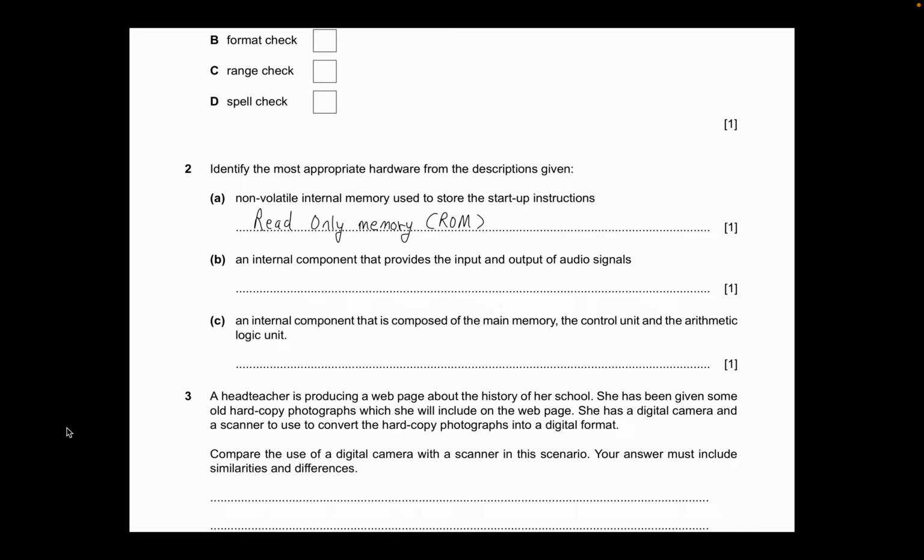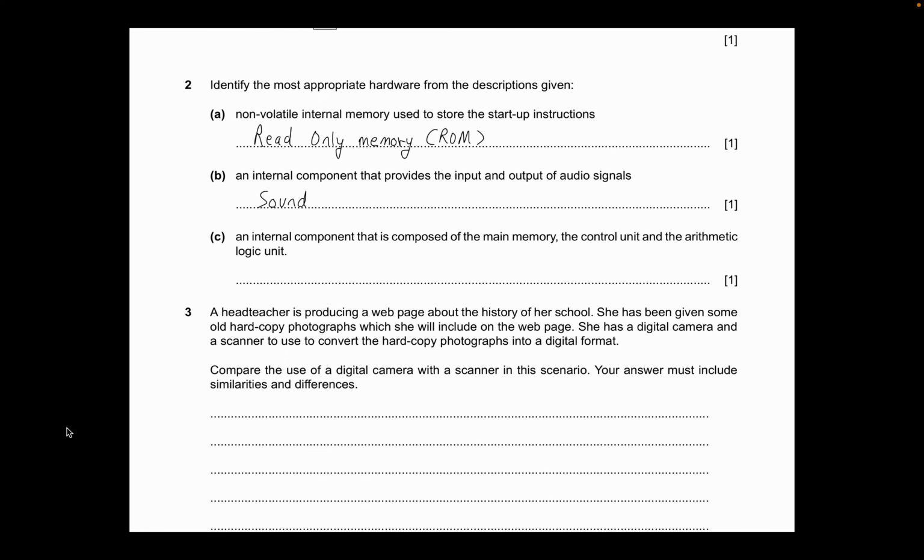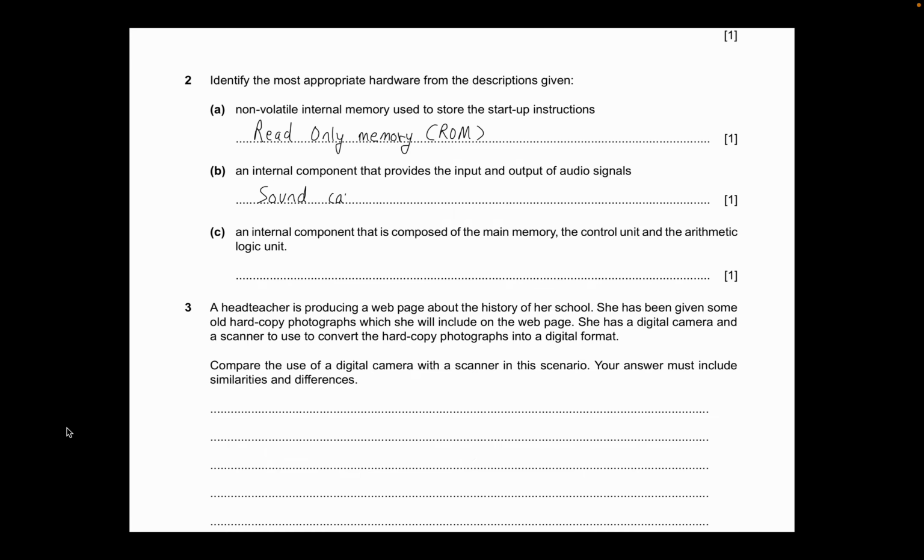Okay. Next one, an internal component that provides the input and output of audio signals. So we have to think of an internal component that provides input and output of audio signals. That could be a sound card. Okay, you guys do have to know that it is a sound card. Okay, an internal component that is composed of the main memory, the control unit, and the arithmetic logic unit. I think this is part of the von Neumann architecture, so you guys do need to revise that concept. So in this case, it's just going to be a processor, or a central processing unit, which is also known as a CPU. You can mention either one of those. You can mention a processor or a central processing unit in this case, okay?